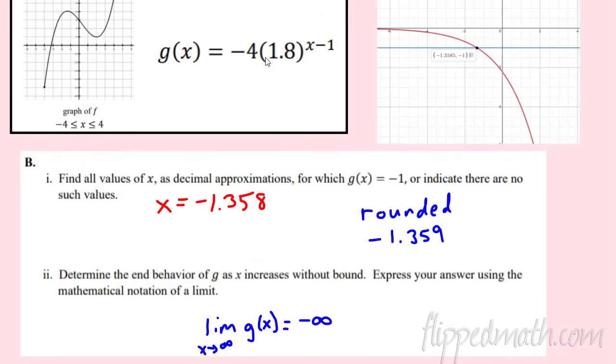Again, I kept our g of x and f of x so you can see them. I put the Desmos over here of just the g of x. Remember, that's your g of x. We're going to do the same thing. When does it equal -1? So I graphed it right here.